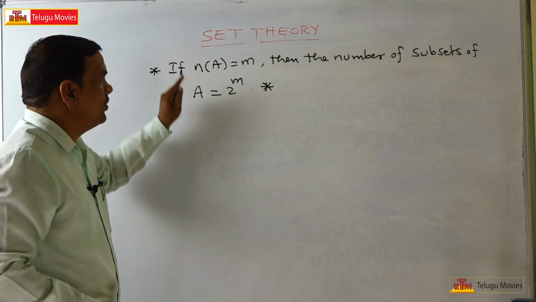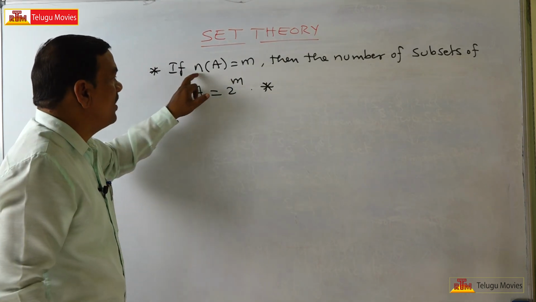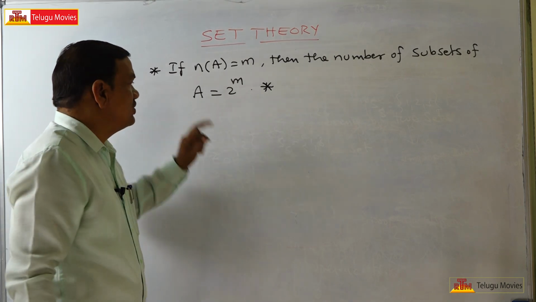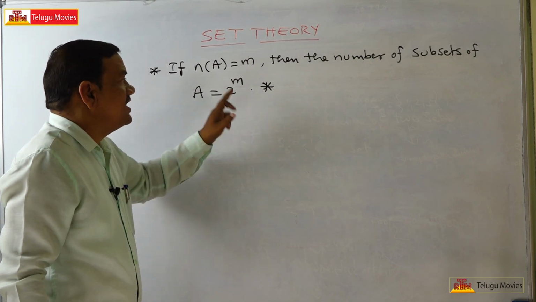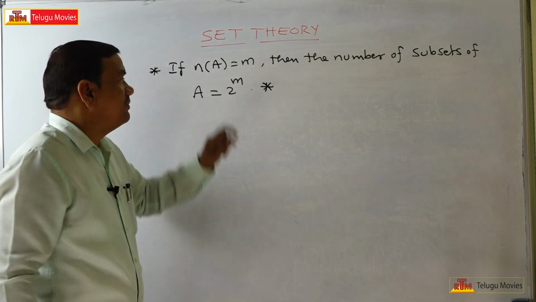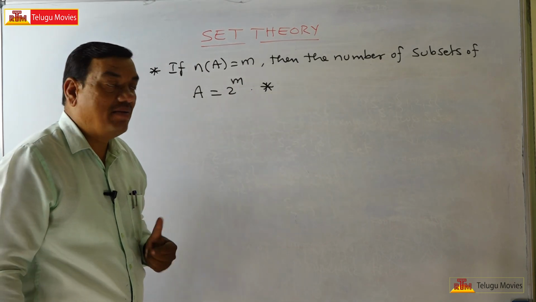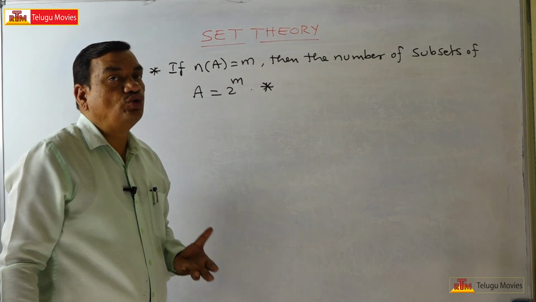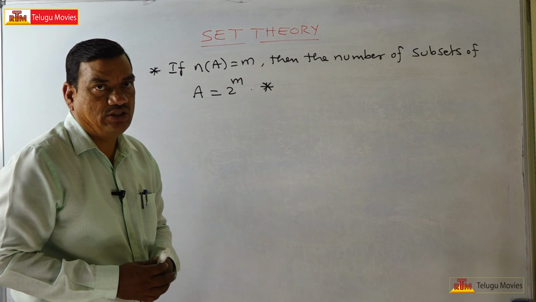The formula is: if n(A) is equal to m, then the number of subsets of this set A is equal to 2 power m. That means if a set contains m elements, then the number of subsets of A is equal to 2 to the power of m. Now I am going to derive this formula.